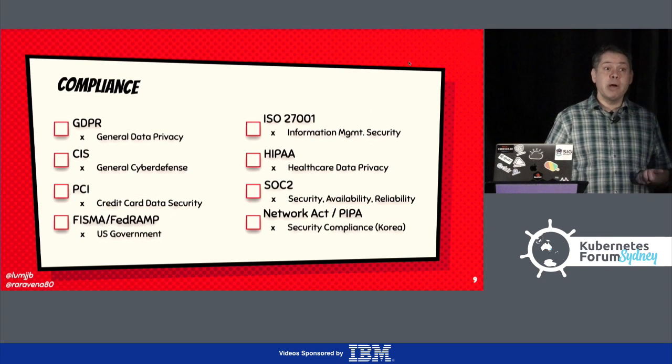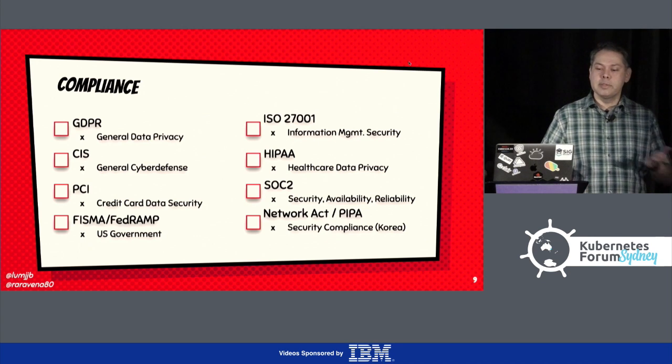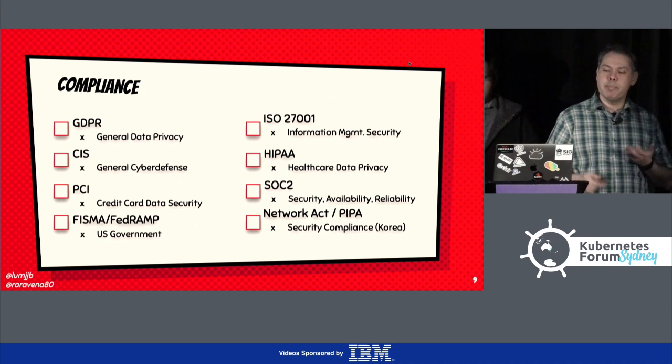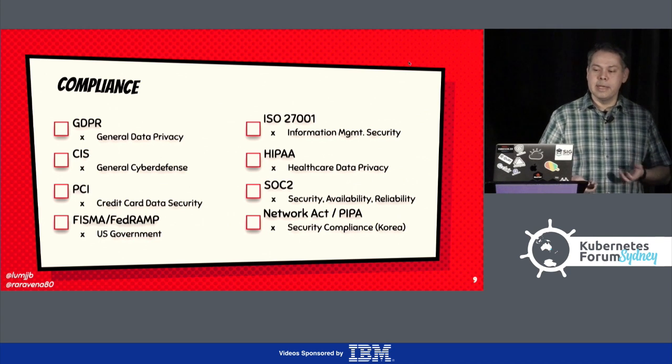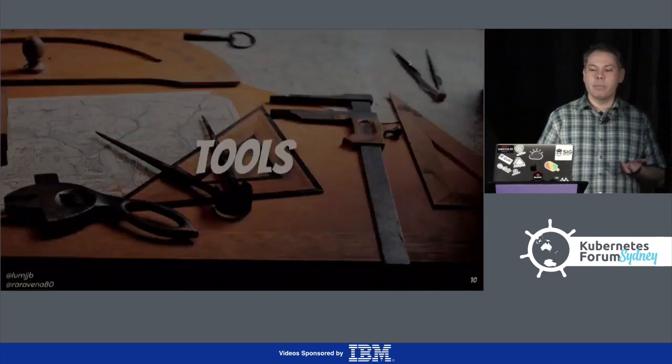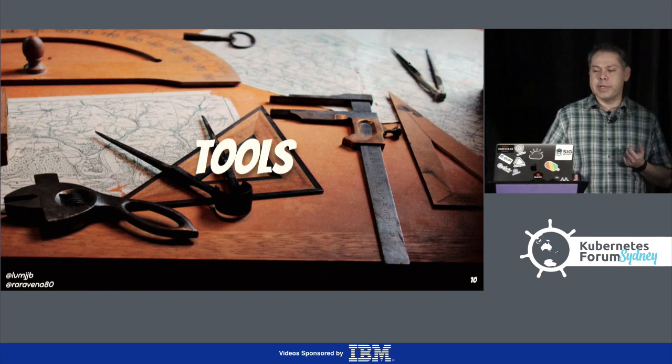People also care about compliance. There are many different compliances around the world. A few examples are GDPR, HIPAA, PCI, FedRAMP. So many different types of compliances, and that's why they care about security. Now let's talk about some of the tools for GitOps and security.